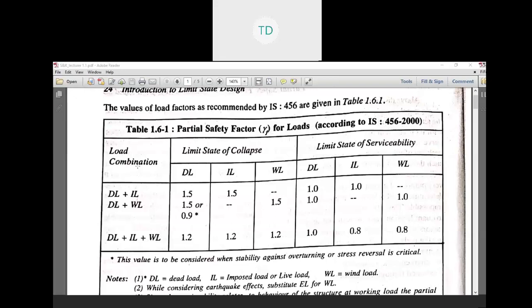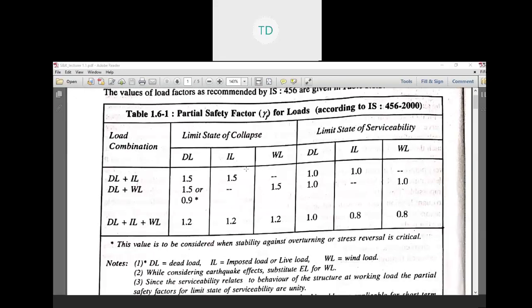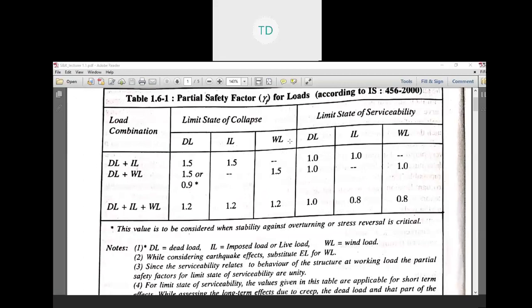Here are some of the load combinations available in IS 456. Limit state of collapse, and limit state of serviceability, as we studied. Load combinations: dead load, live load and wind load. Live load is also called imposed load. The first load combination is dead load plus imposed load, with values 1.5 and 1.5, and wind load is negligible, as 0. In limit state of serviceability, the values of dead load and live load are 1.